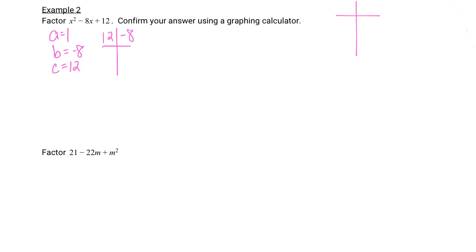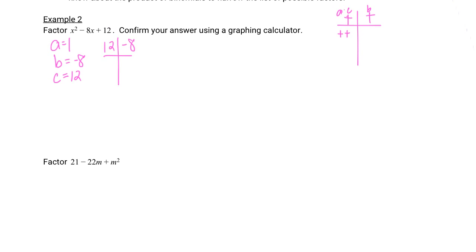First, if you've got a times c is positive and b is positive, both of your factors are positive. So this is a times c and this is b. Sorry, you can't see that. Then your factors are positive. They all have to be.